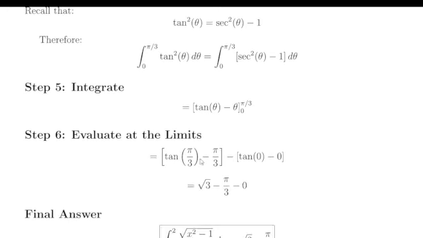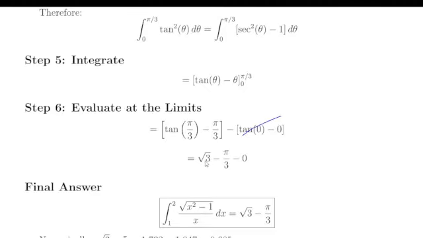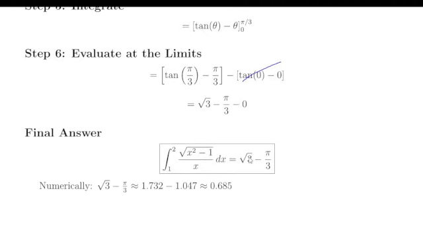We have tangent pi over 3 minus pi over 3, minus tangent 0 minus 0. That's just going to be 0 here. Tangent of pi over 3 is root 3, minus pi over 3. And that's approximately 0.685. And so that's going to be the final answer.